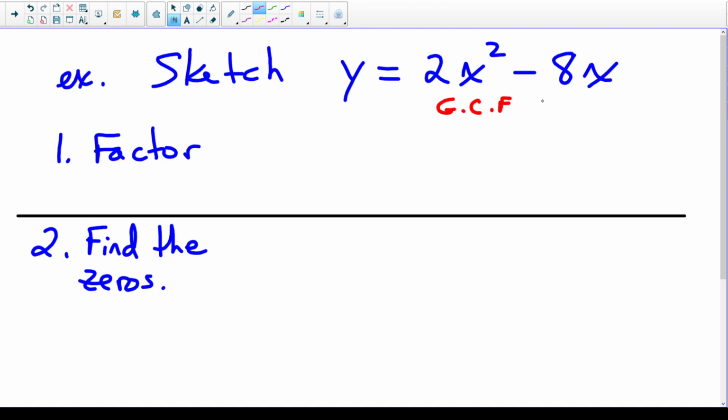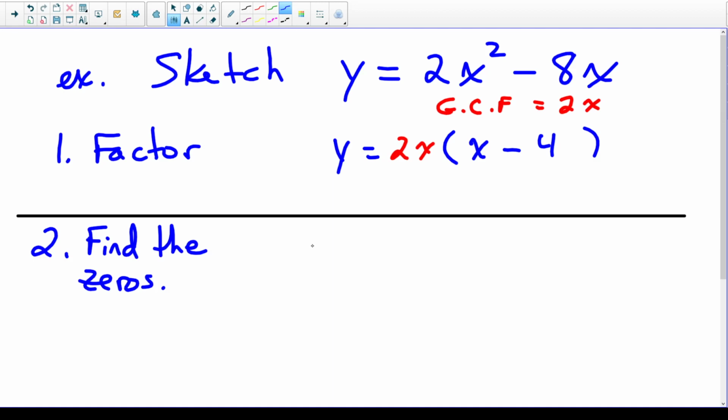Well, the greatest common factor in this equation, what can 2 be divided by that 8 can also be divided by, and is the biggest number that both of them can be divided by? Well, 2 and 8 can both be divided by 2. X squared and x have an x in common because both of them can be divided by x. So our greatest common factor is 2x. So what is our factored form? Our factored form is 2x times, now what are the leftovers when I divide 2x squared by 2x? My leftover is x. What is my leftover when I divide negative 8x by 2x? It is negative 4. So I have now factored my equation.